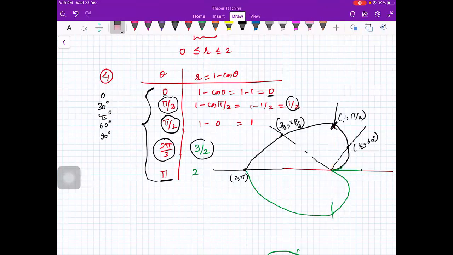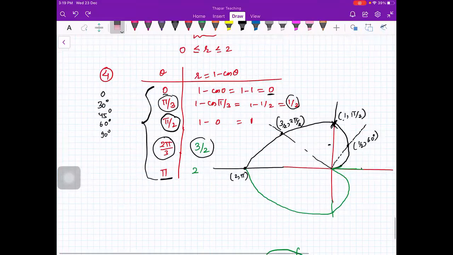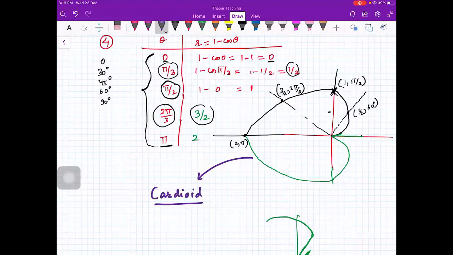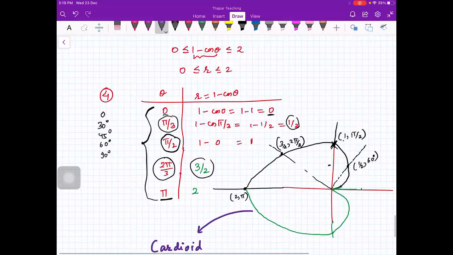Okay, so did you get it? Now this curve looks like, can you tell me? The shape looks like a heart, right? So that is why this is called a cardioid. Okay, is that okay? So these are cardioids.